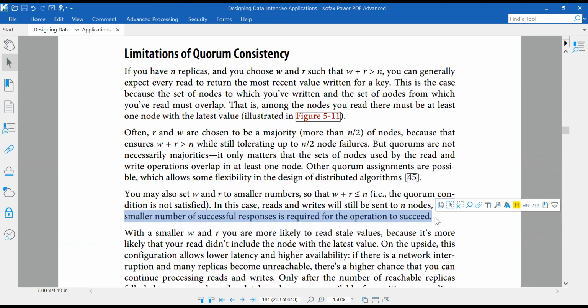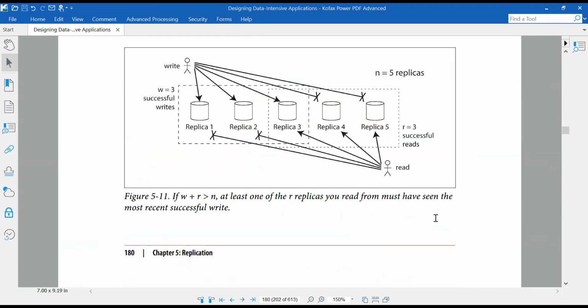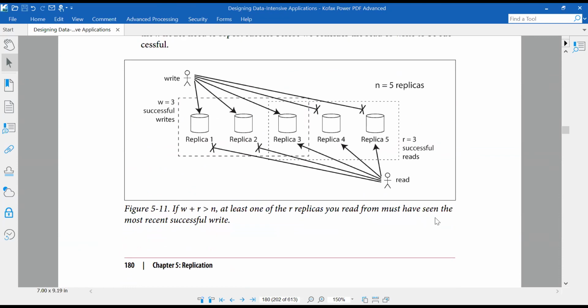If you go back to that diagram, it's easy to understand from there. Think about replica 3 not being there, and we have only 4 nodes in our quorum. So your read quorum is 2 and write quorum is 2. Your write goes to replica 1 and replica 2, and it got the acknowledgement back. That means the write is accepted. Now you're coming back to read. Your read is coming back from replica 4 and replica 5.